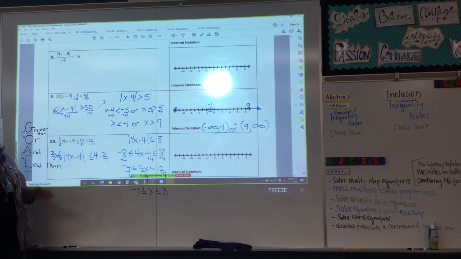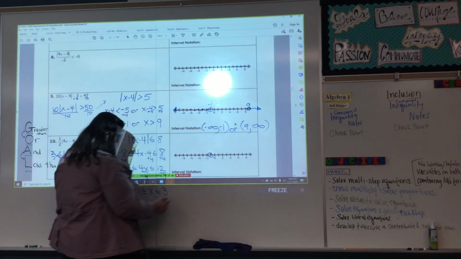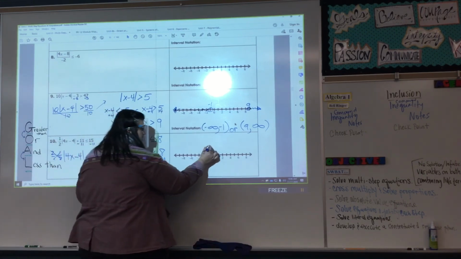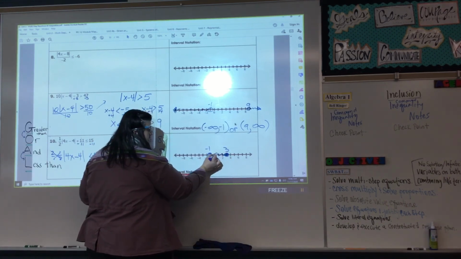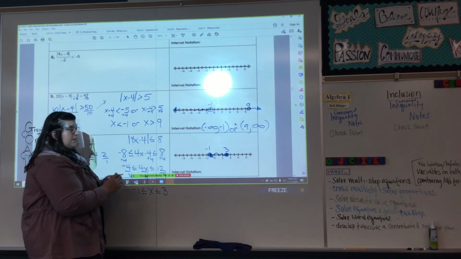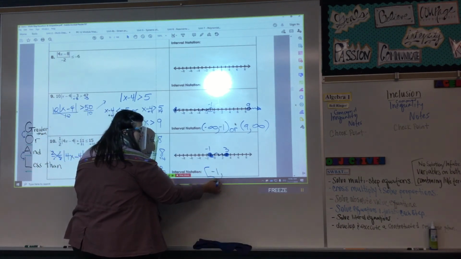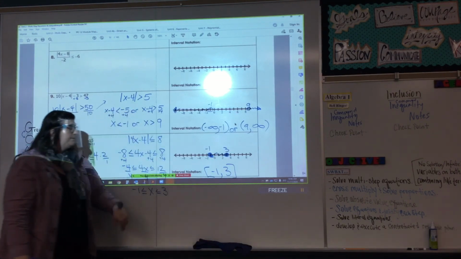So my and, there's two ends, and we're shading in the middle at -1. Looks like it's a closed dot. I'm going to mark that. At 3, it's a closed dot. Mark that, shade in between. Interval notation, going left to right, it's a bracket because it's a closed dot. -1, 3, bracket, closed dot.